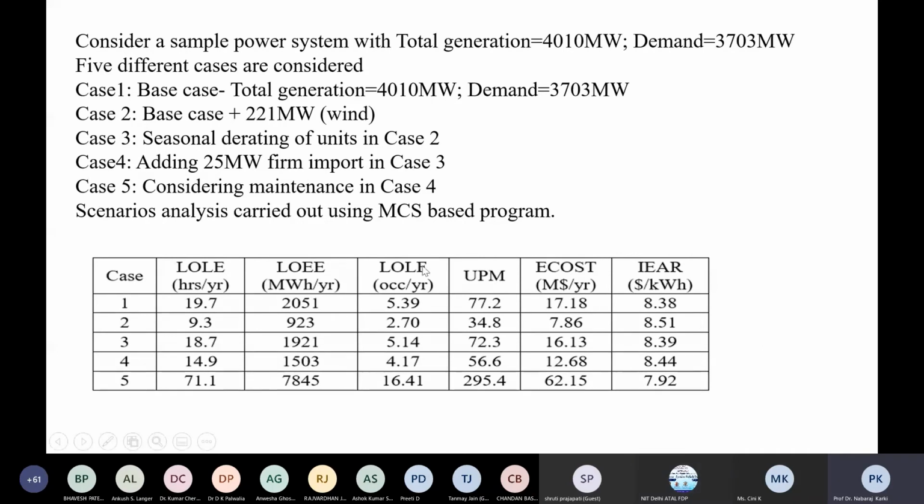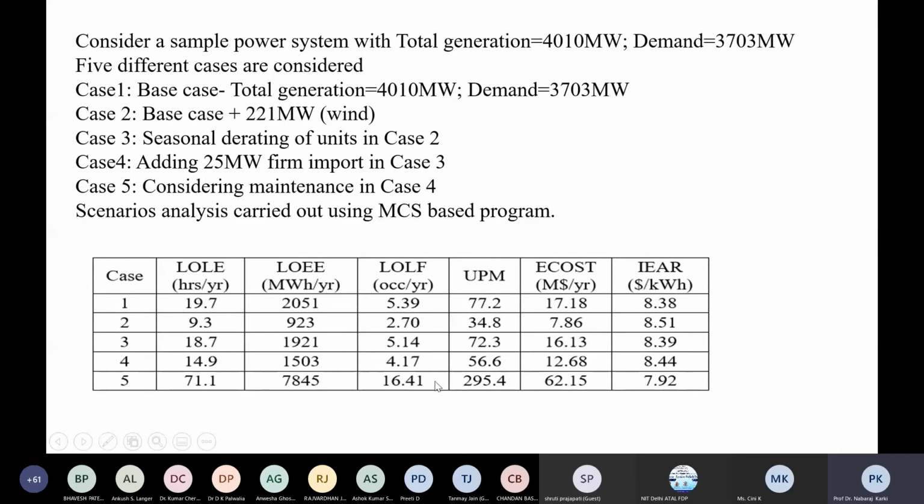Similarly, we can see the loss of load frequency: how many times the peak demand will not be met. Loss of load frequency doesn't mean that all the load in the system cannot be met, but that part of the load is met while part is not. When LOLE is 9.3, there are only 2.7 occurrences per year. When LOLE is 71.1, it is 16.41 occurrences.